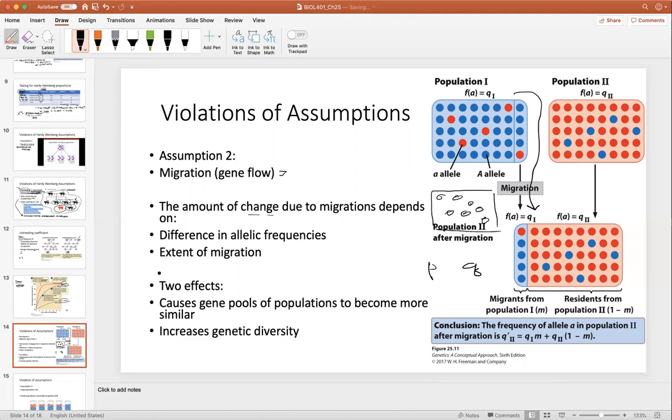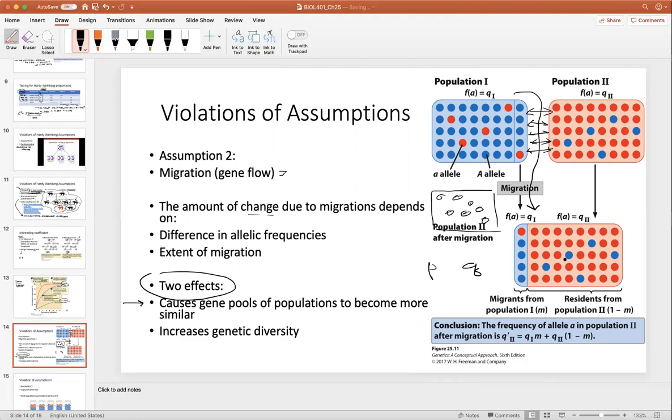So there are 2 possible effects that we can get from migration. One thing that can happen is it can cause gene pools to become more and more similar. If we start having a lot of migration between these 2 populations, over time they're just going to mix up and reach equilibrium. They'll start functioning like a single population. In the short term, it might change things, but in the long term, they're going to get all mixed up together. The other thing that migration can do is it can increase genetic diversity.